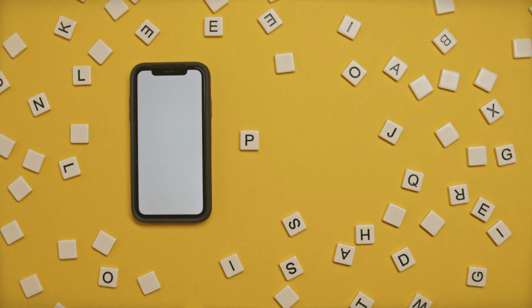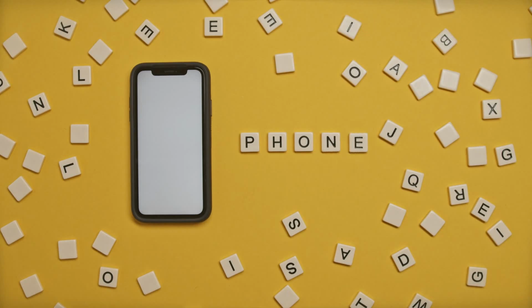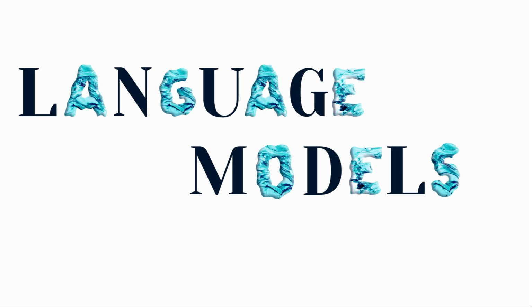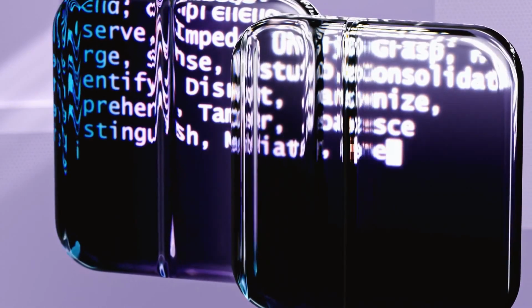Have you ever wondered how your phone is able to understand what you're saying and respond back intelligently, or how chatbots are able to have conversations with you? Well, behind all these magical experiences lie language models, complex algorithms that enable machines to process and generate human language.